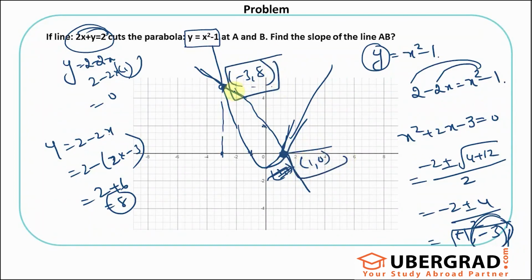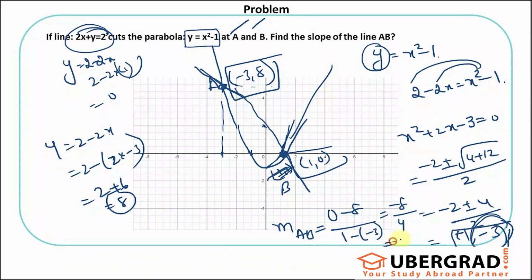So (1, 0) and (minus 3, 8) are the 2 points where they are cutting each other, right? That's what it says as A and B. Find the slope of the line AB. Let's call these A and B. What is the slope of the line AB? y2 minus y1 by x2 minus x1. So minus 8 by 4. So that is minus 2, the slope of this line. That's the answer.